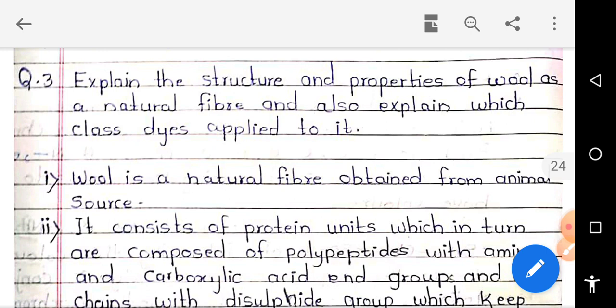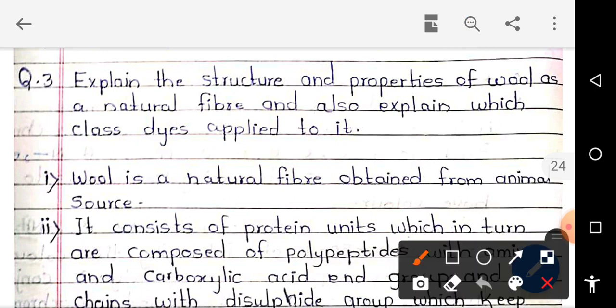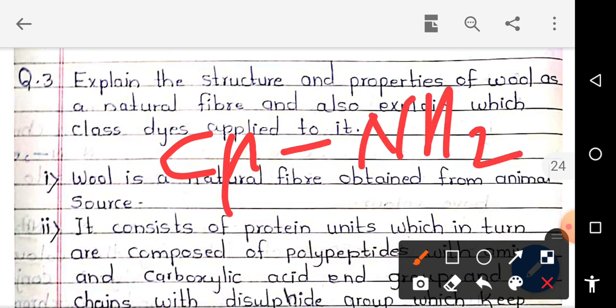Wool is a natural polymer made up of structures having a protein part along with a sulfur chain. The protein part has amine groups and NH2 groups. Amine groups means groups like CH, NH2 and COOH, this type of group.